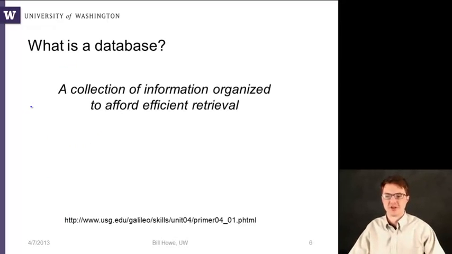Well, one definition that I think is pretty adequate is this one: a collection of information organized to afford efficient retrieval. Right? So this is a pretty general definition. It doesn't say anything about tables, doesn't say anything about relations. So when you think about database, don't necessarily assume relational database. It's perfectly adequate to talk about a database that has nothing to do with relations. All right, but it is not just a pile of data either. It's organized to afford efficient retrieval.